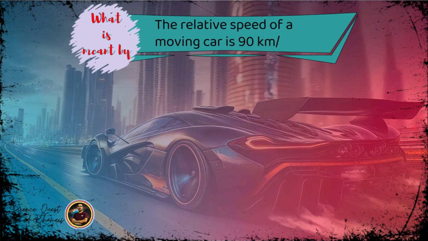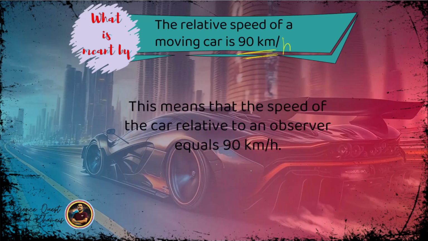What is meant by the relative speed of a moving car is 90 kilometers per hour? The relative speed is the speed of an object relative to an observer, moving or static. So the relative speed of a moving car equal to 90 kilometers per hour means that the car's speed relative to an observer, moving or static, is 90 kilometers per hour.